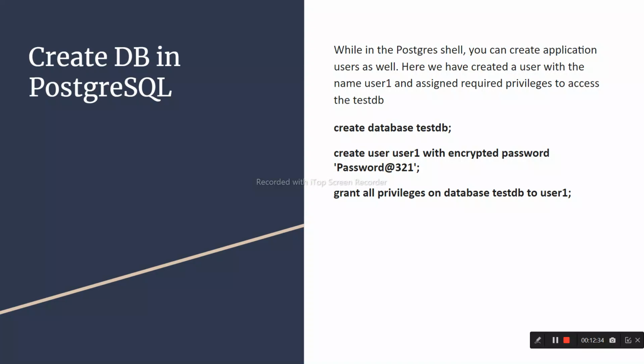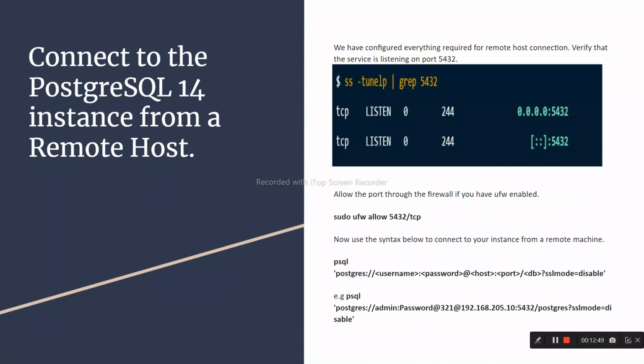I took password 321 here as an example, and grant the privileges on testdb to user1. So whenever user1 tries to access testdb with the credentials, he will be able to access it, otherwise not.